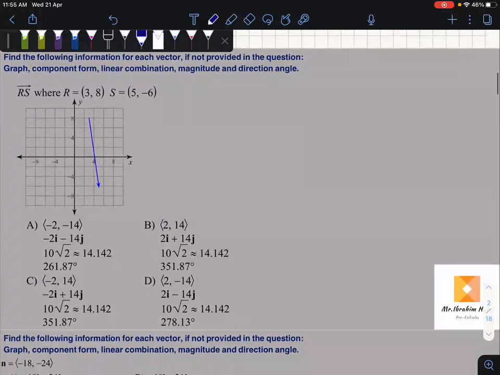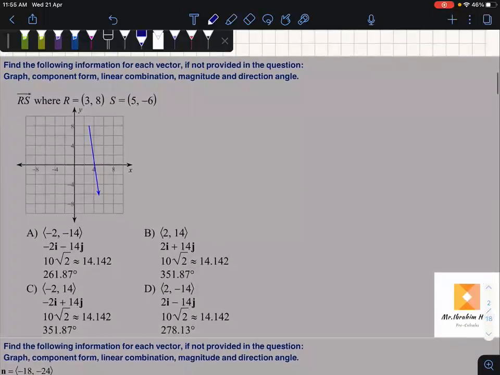Today, inshallah, we have final revision for pre-calculus. The first question: find the following information for each vector. If not provided in the question, graph, component form, linear combination, magnitude, and direction angle.